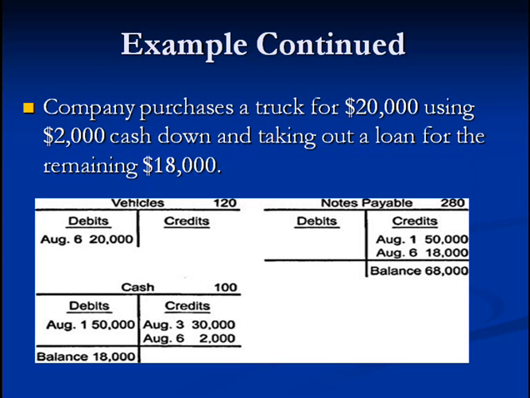The $2,000 down payment reduces the cash ledger, and this is accomplished with the credit entry. The additional loan is accounted for with a credit entry to notes payable. Remember, a credit entry increases a liability account.